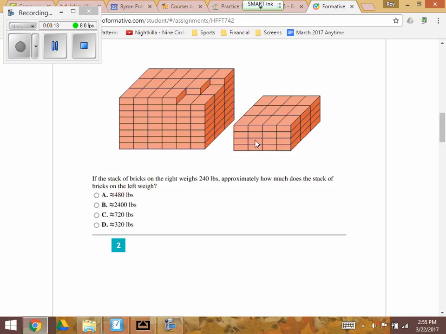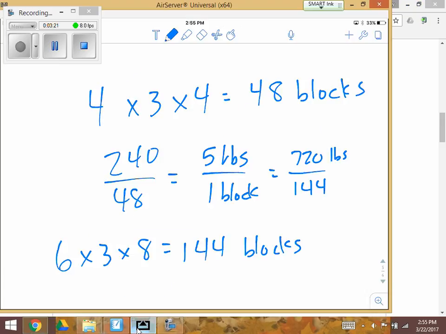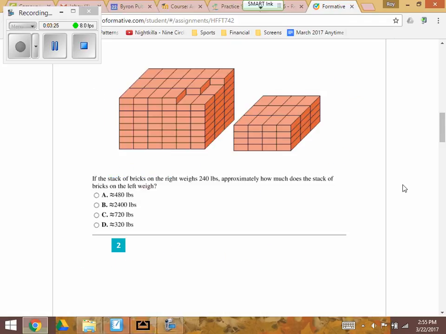Again, what did we do? We found out how much is it per block, and then found out how many blocks were over here, and then just multiplied that by 5 because that's how much it was per block. So again, some problem solving there, figuring out what each block weighs.